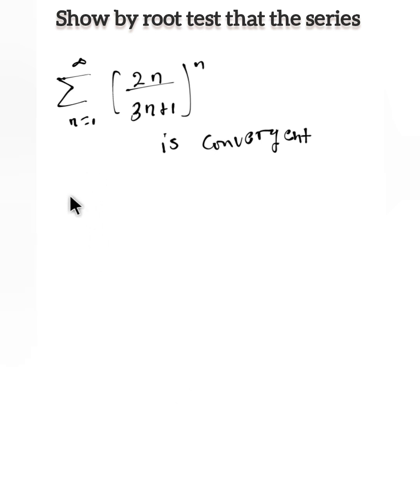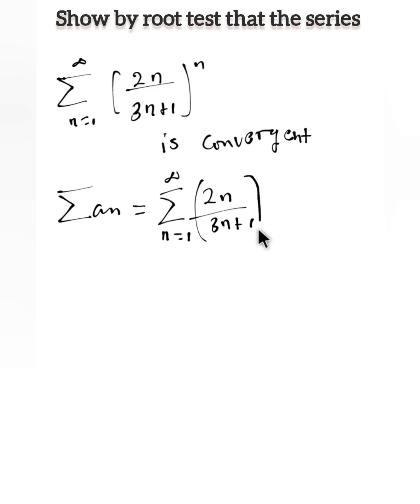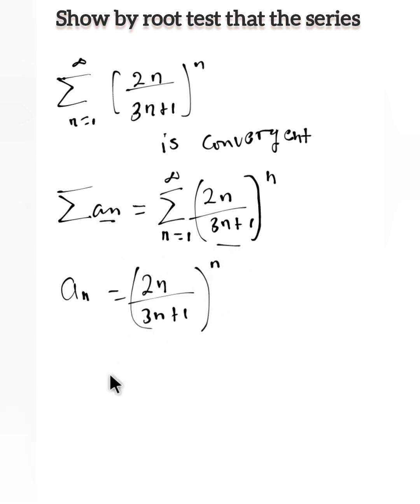From the root test, we work with the summation of an. So the summation of a sequence which gives us a series is equal to the summation from n equals 1 to infinity of (2n over 3n plus 1) all raised to the power of n. Hence, an will be equal to (2n over 3n plus 1) all raised to the power of n. So this must be an. Now what will be the next step? Now let's look at the definition.